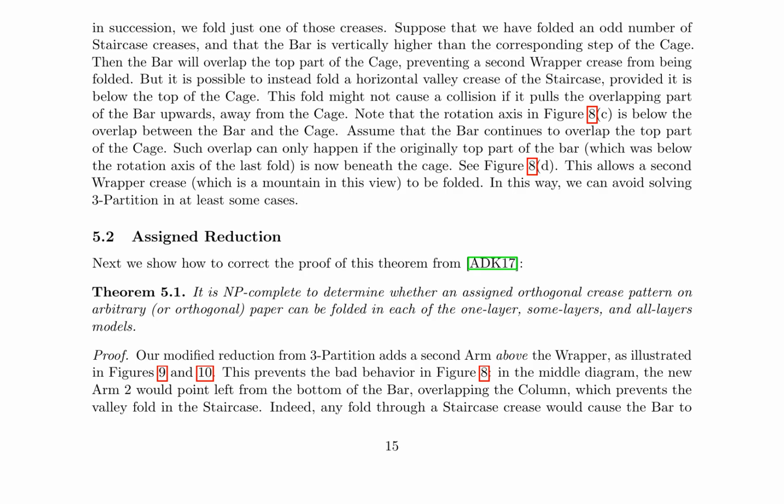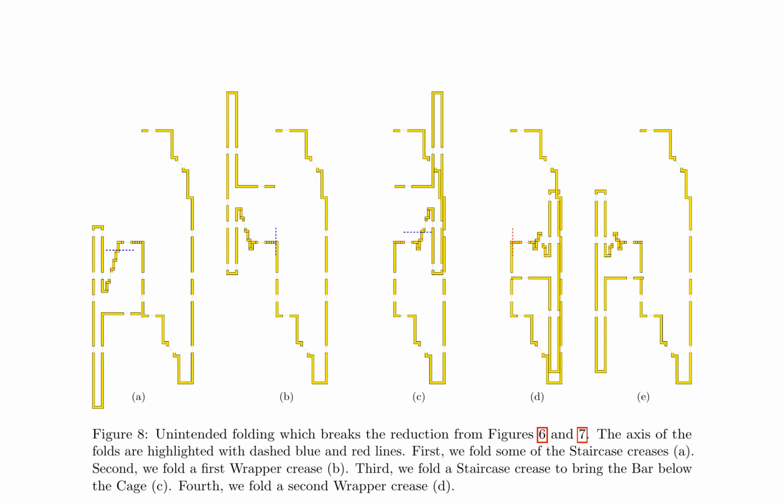The discussion then shifts to the assigned reduction, where a modified proof is presented for Theorem 5.1. This involves adding an additional arm above the wrapper to prevent the bad behavior depicted in Figure 8. Figures 9 and 10 illustrate how the new arm 2 prevents the valley fold in the staircase, ensuring a smooth folding process. This section delves into the complexities of unintended folding and unassigned reduction in the context of orthogonal crease patterns on arbitrary or orthogonal paper.